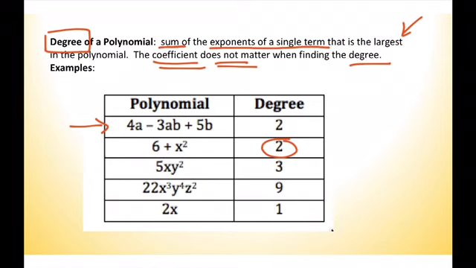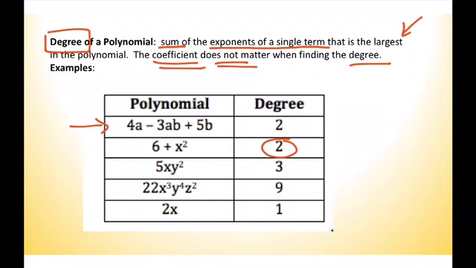The third one, I've got 5x to the first, y to the second, so that's a degree 3 because 1 plus 2 is 3. 2x to the third, y to the fourth, z to the second, so 3 plus 4 is 7 plus 2 is 9. That's a 9th degree polynomial. And so that's actually got more degrees than anything else in here, even though it's only one term.